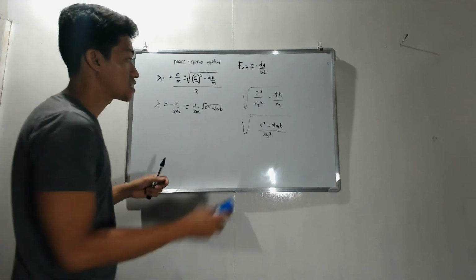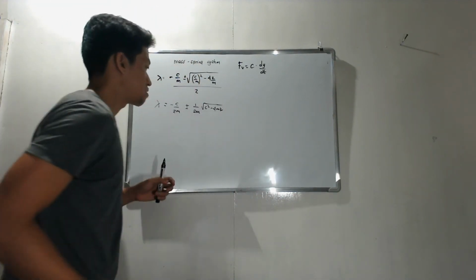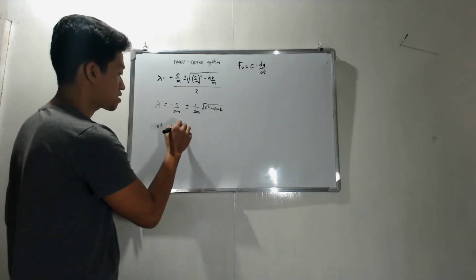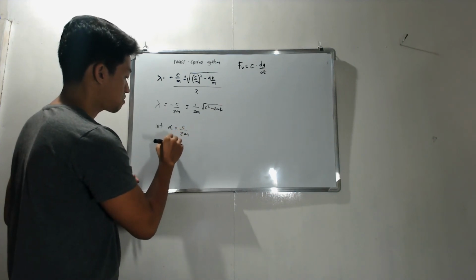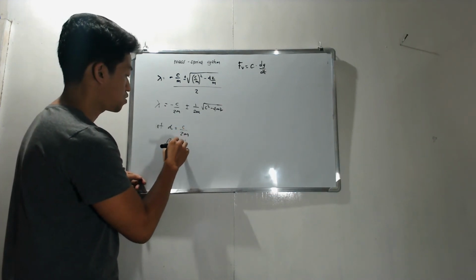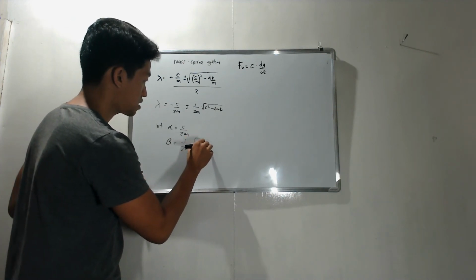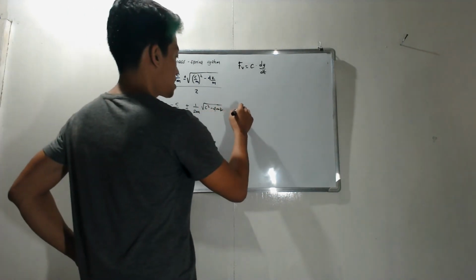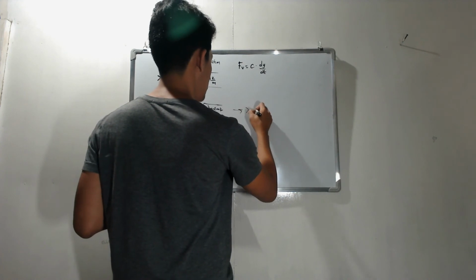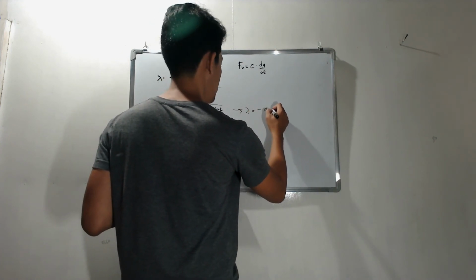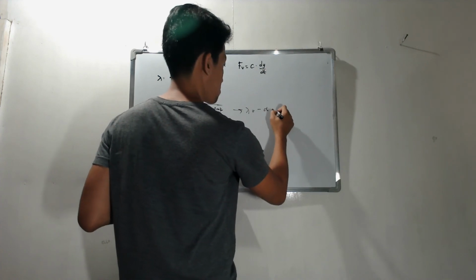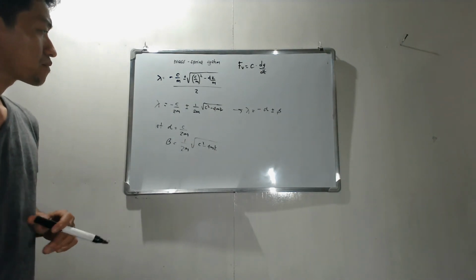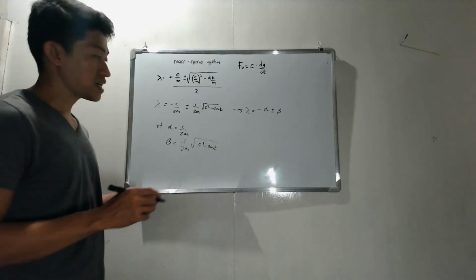Okay, correct. This is your lambda. Now, if we let alpha be equal to c over 2m, and beta be equal to 1 over 2m square root of c squared minus 4mk, this will become lambda is equal to negative alpha plus minus beta. So that's all it is. Now again, there are 3 cases for this one.